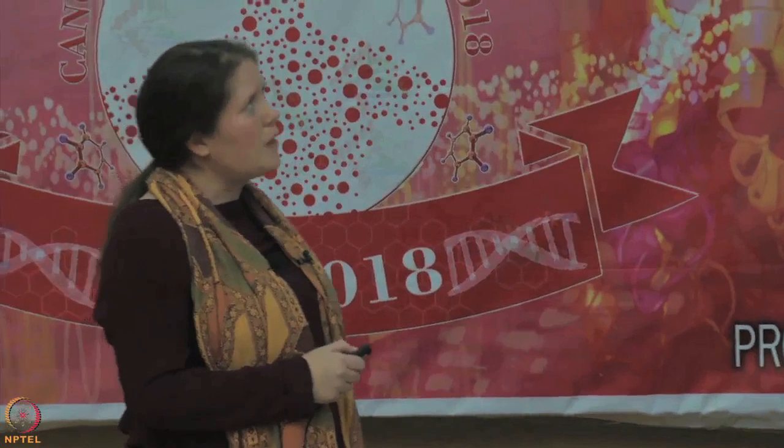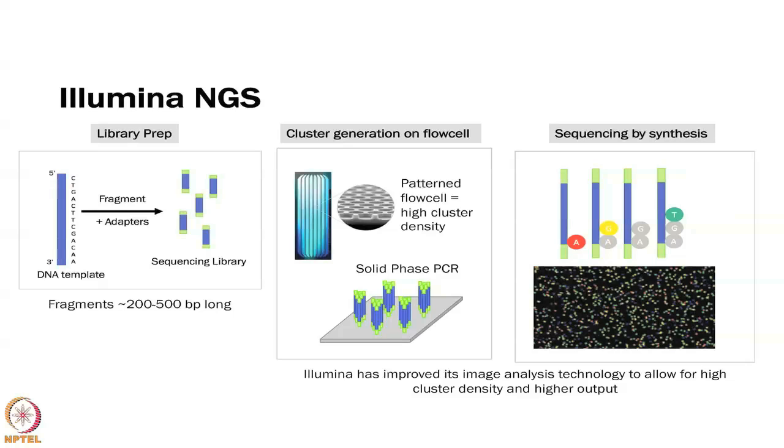So for Illumina, we talked about the library prep. It happens in the same way that we discussed before, where you fragment them. Here it says 200 to 500, but I've seen different quoted numbers for how long these fragments are. And then you do this cluster generation on this flow cell. And the flow cell is really what I think made Illumina the top of the market for this.